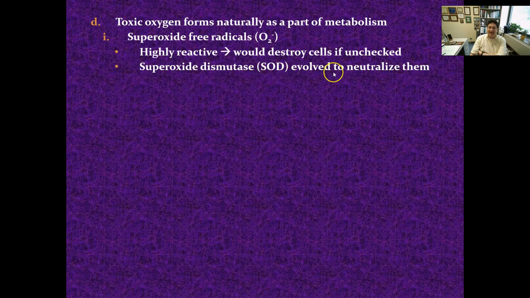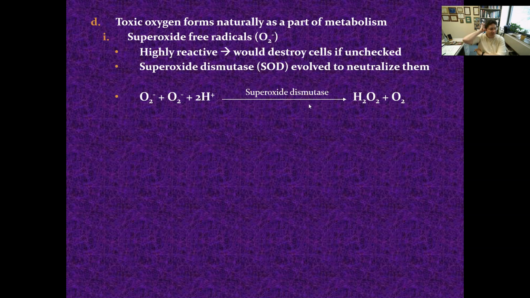Now, this is an enzyme that evolved as oxygen built up in the atmosphere and began to become more and more toxic. And this enzyme's job is to neutralize these free radicals. And it does so in this reaction here. So we have our free radical, another free radical, and we have hydrogen. Superoxide dismutase, the enzyme, hooks these together, forming H2O2, which is hydrogen peroxide, and regular oxygen. Now, that's step one in neutralizing toxic oxygen.